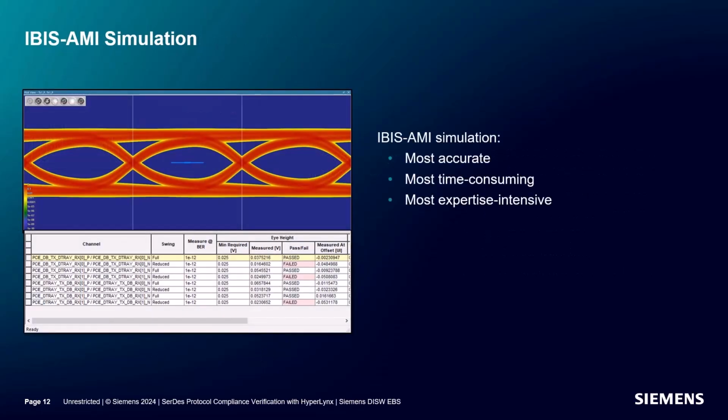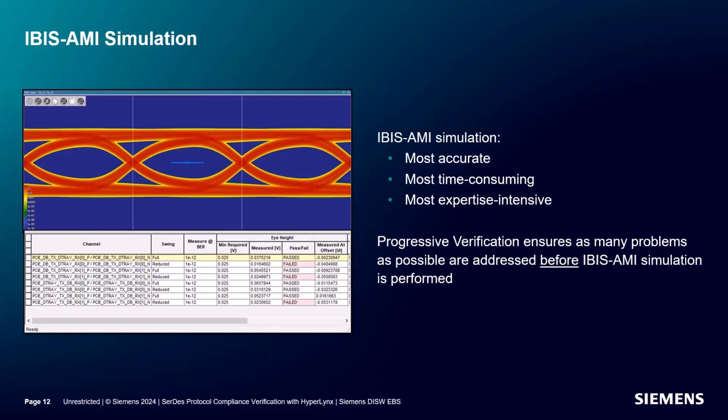IBIS AMI models represent a specific vendor's actual silicon and are the most accurate way to predict serial link behavior. That said, they're also the most expertise and time consuming analysis that we can do. That's why it's important to take as many problems off the table as we can before we start running IBIS AMI simulations. If we're finding basic problems with IBIS AMI models, we're wasting our time. One added benefit of using the progressive verification methodology: by the time we get to IBIS AMI simulation, the tough channel modeling work is already complete.